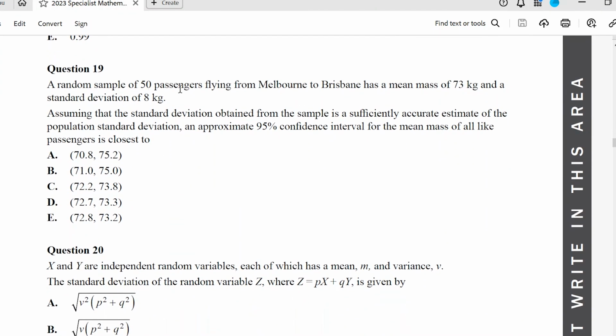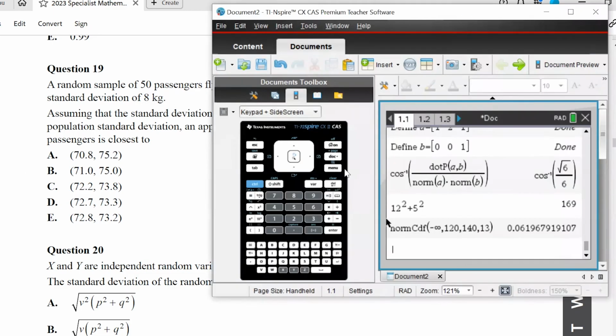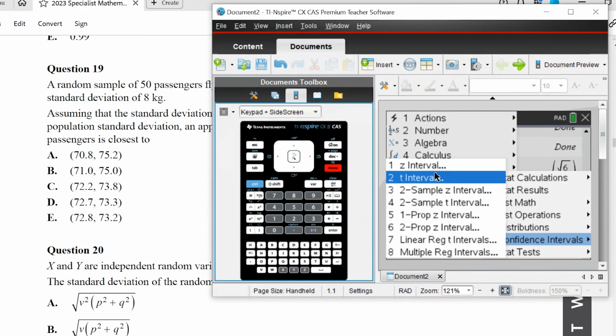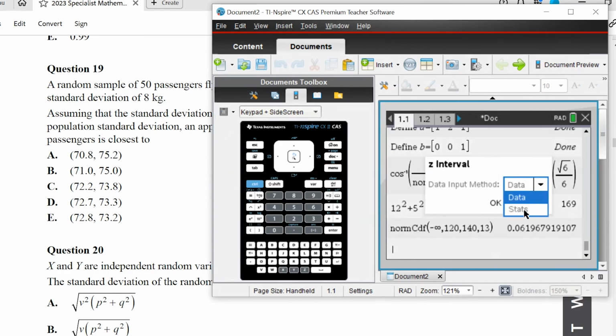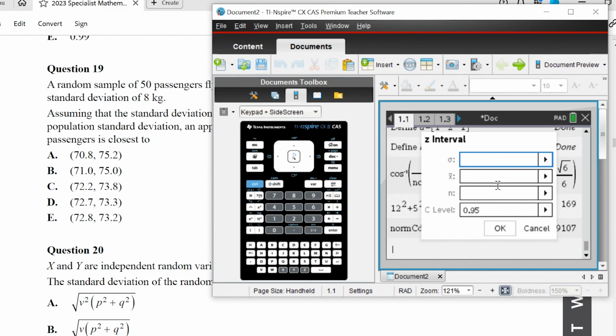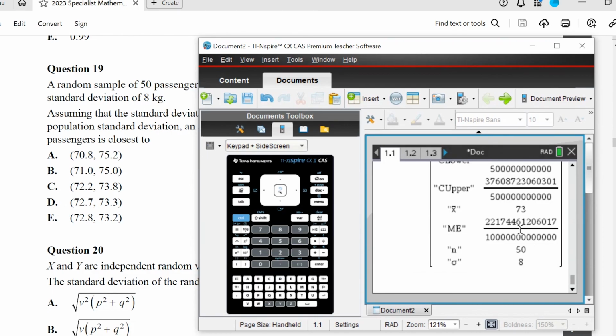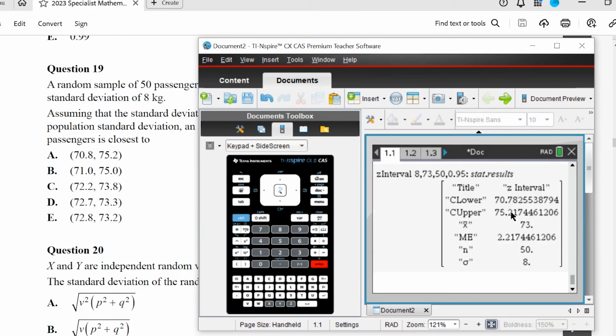This one, a random sample of 50 passengers, has a mean mass of 73, that's an x bar, and a standard deviation of 8. I want a 95% confidence interval. This is another good one for the CAS, just menu, statistics, confidence intervals. We want a Z interval. We just choose stats and type in all the information we've been given. Sigma is 8, X bar is 73, N is 50, and we want a 95% confidence interval. Control Enter, and option A, it's a gimme.